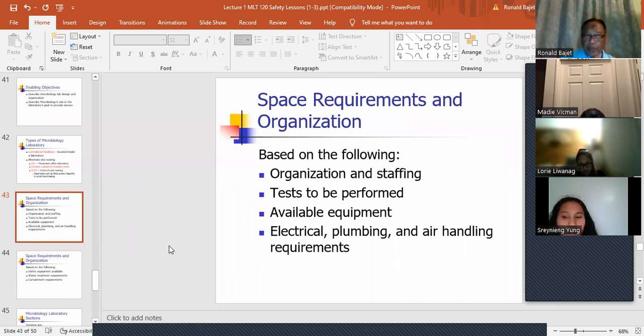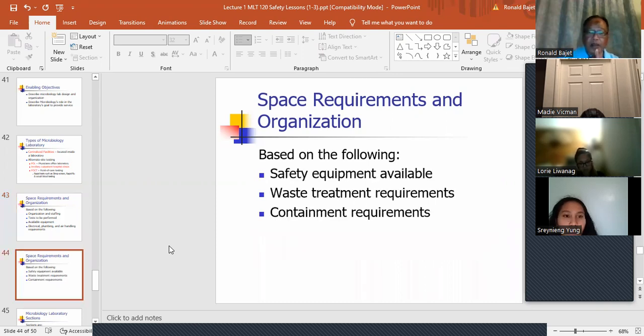Do you have sinks in the blood drawing area or adequate sinks in the laboratory? Do you have enough 220 outlets as needed, or 110 outlets where you don't have to use extension cords? Air handling requirements, if you have good ventilation. Safety equipment, that's mandatory. You need to have eye wash stations, eye showers, and fire extinguishers.